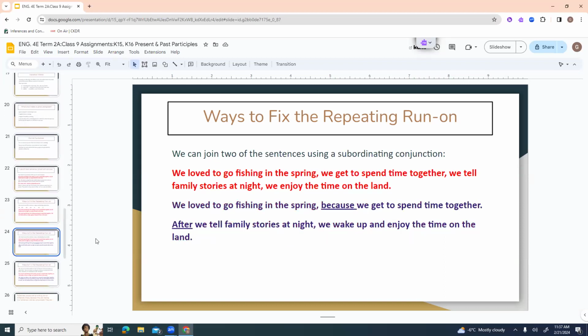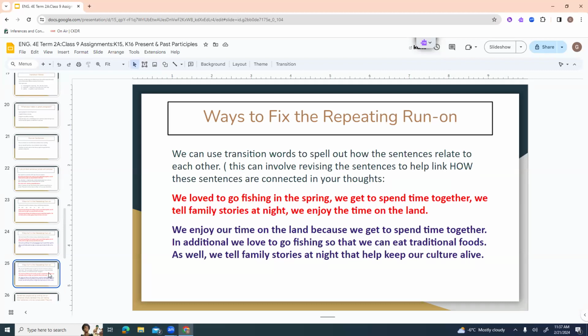You can also use a subordinating conjunction. We haven't really talked about this so much, but you know those subordinating conjunctions like if, although, even, after. Those can be ways where you link two ideas as well. We love to go fishing in the spring because we get to spend time together. That works. After we tell family stories at night, we wake up and enjoy the time on the land. So there I switched the order of the sentences, but I've connected them, right? Let's look at another way.